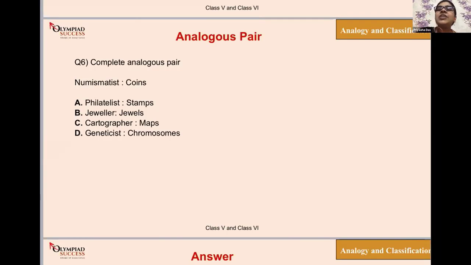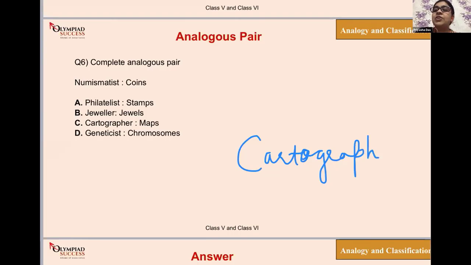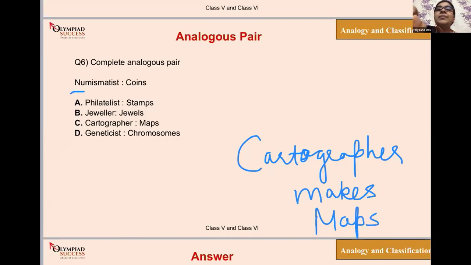You know who a cartographer is? A cartographer is someone who makes graphs. So the relationship is cartographer makes maps. So do you think that a numismatist makes coins? No, no, he does not make coins.